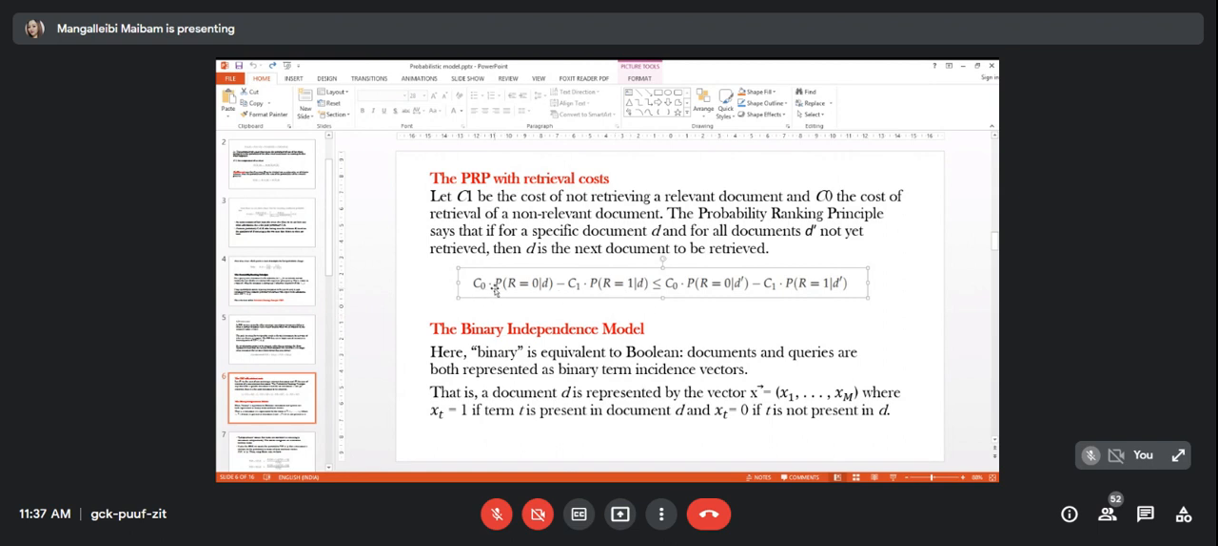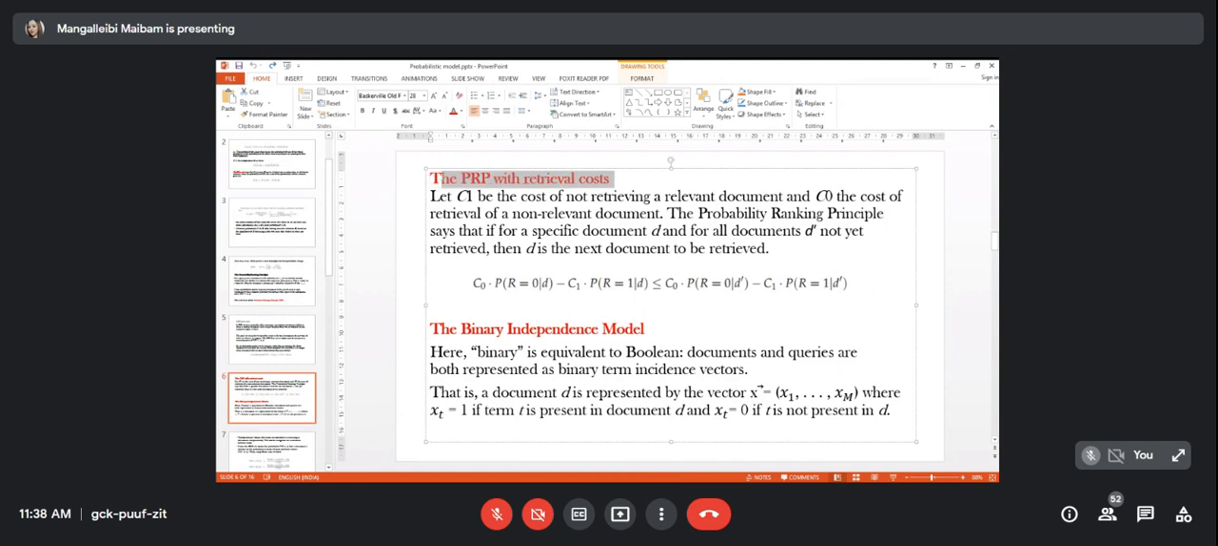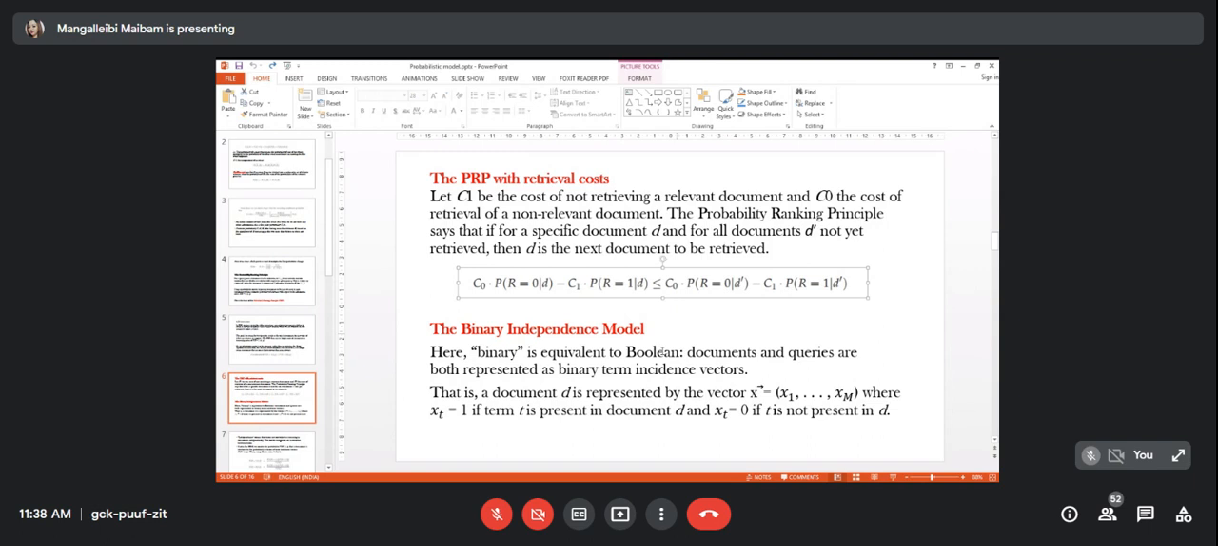So C0 into the probability of a non-relevant document minus C1 into the probability of a relevant document is less than or equal to C0 into the probability of a non-relevant document for the document not yet retrieved, minus C1 into the probability of returning a relevant document for the document not yet retrieved. So this is PRP with retrieval cost. The formula is given here.